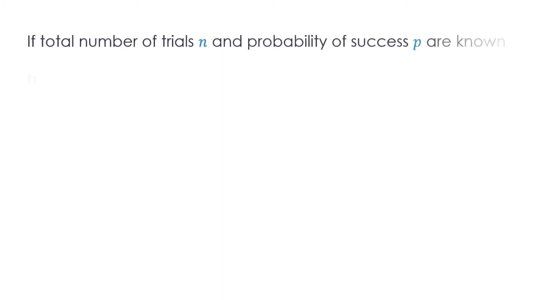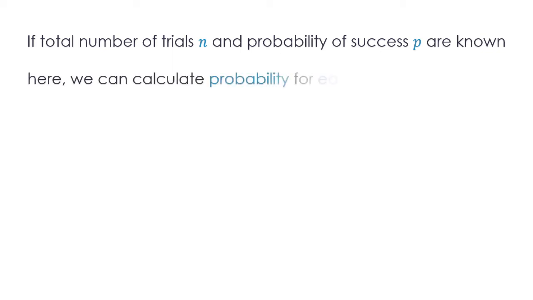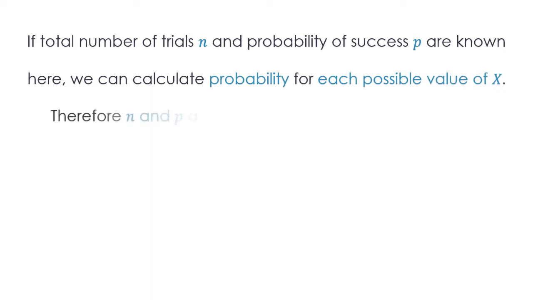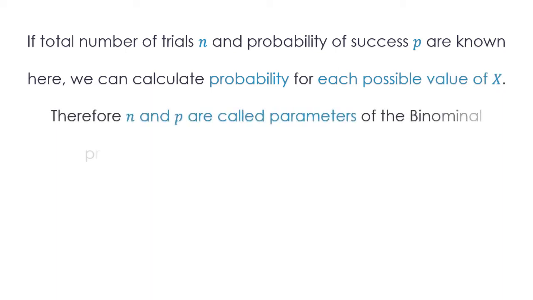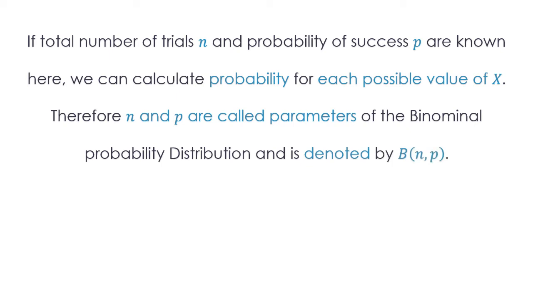If the total number of trials n and the probability of success p are known in advance, we can calculate the probability for each possible value of x. Therefore, n and p are called the parameters of the binomial probability distribution, and we can denote it as b(n, p).